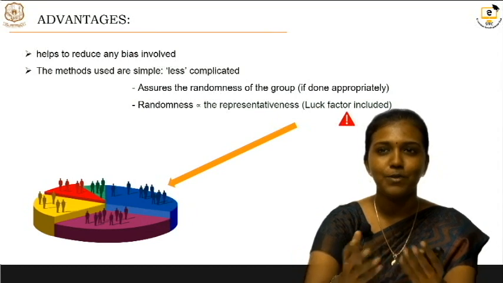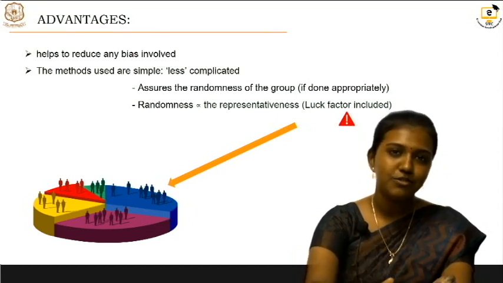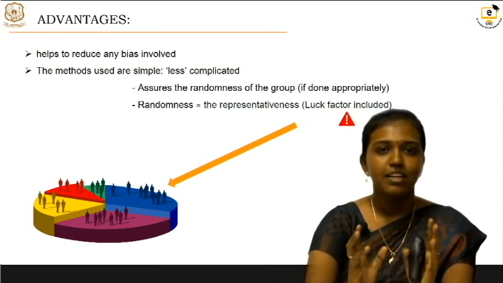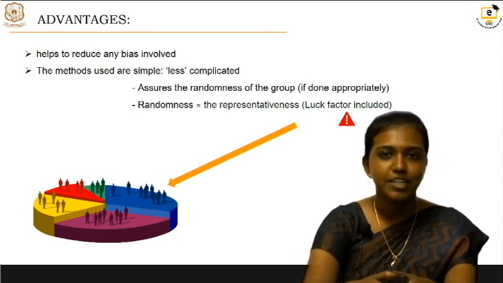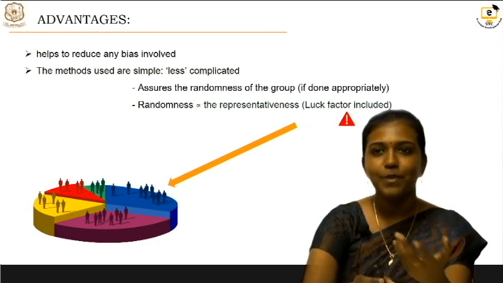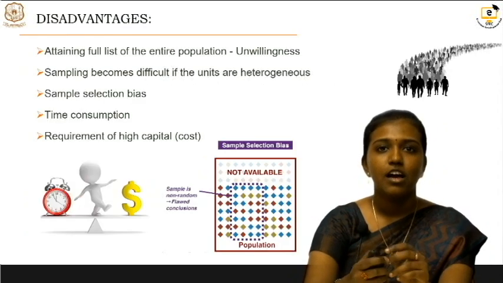But what I am talking about becomes a disadvantage also. In these cases, we must use another sampling technique. In the next video, we will talk about it. But with random sampling, sometimes randomness can contribute to the representativeness of the sample. So the luck factor is included. If you have luck, you might actually get a sample that is representative of the whole population.